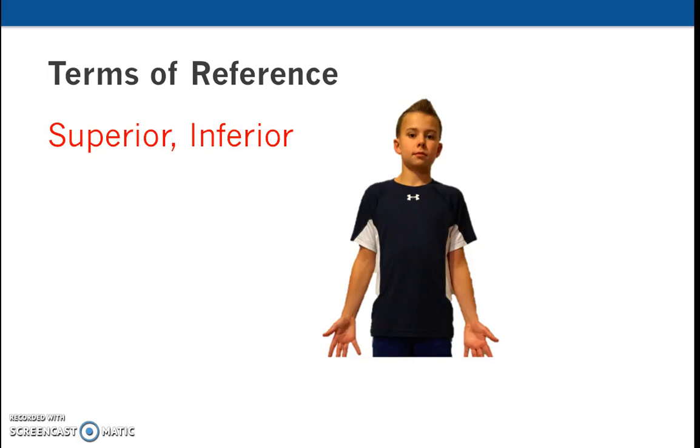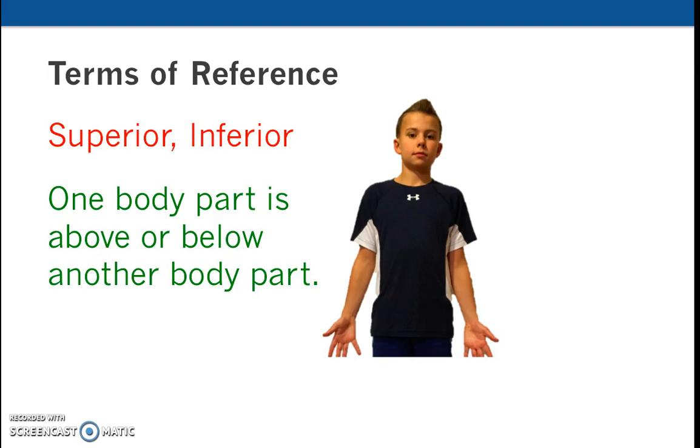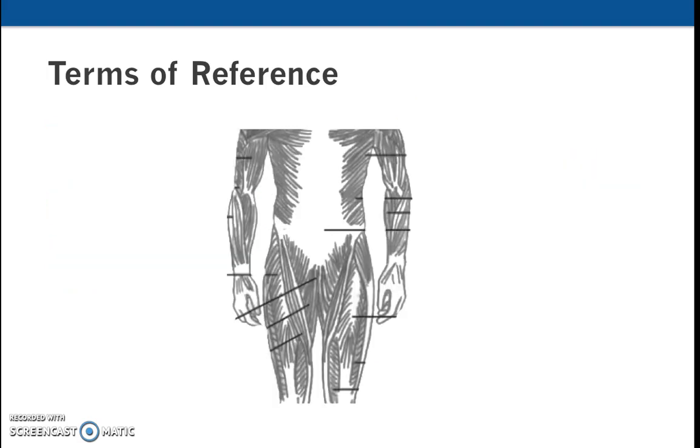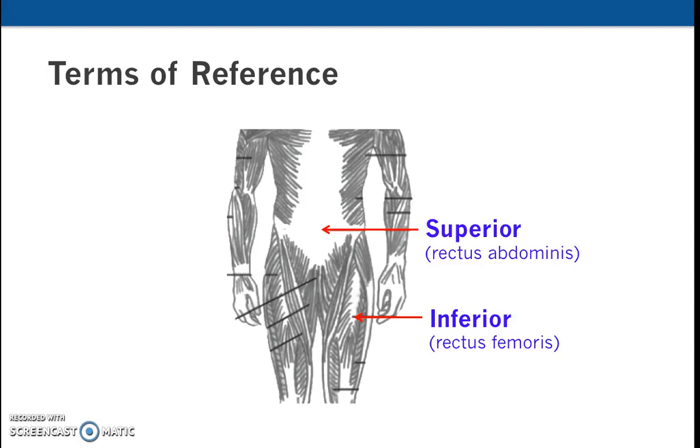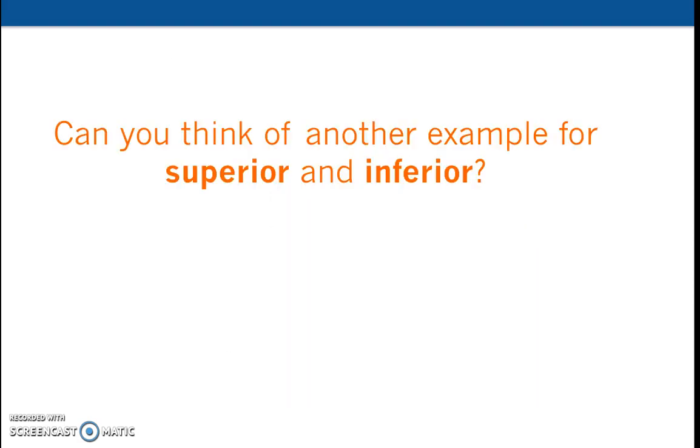Superior and inferior are terms of reference that describe when one body part is situated above or below another body part. For example, my nose is superior to my navel. My navel is inferior to my nose. An example using muscle terminology would be, my rectus abdominis is superior to my rectus femoris. My rectus femoris is inferior to my rectus abdominis. Pause the video and think of another example of superior and inferior.